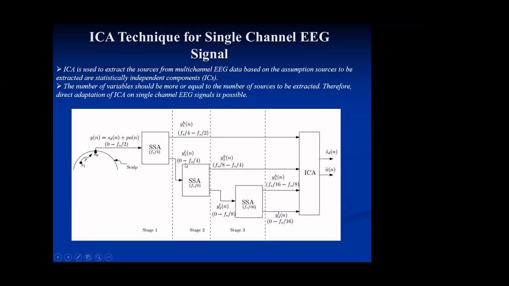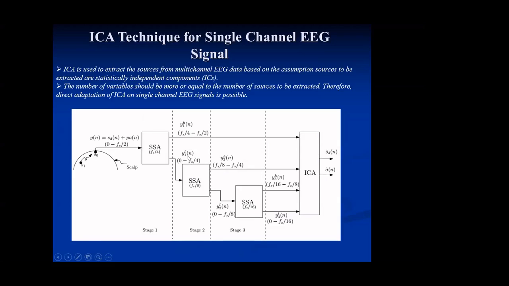Here, using this SSA, we will divide this 0 to Fs by 2 into 0 to Fs by 4, Fs by 4 to Fs by 2, then again this into 2 halves, this into 2 halves. Like that, here using ICA we will get different components. This is signal and this is artifact. So this is the block diagram of the work that we have carried out.